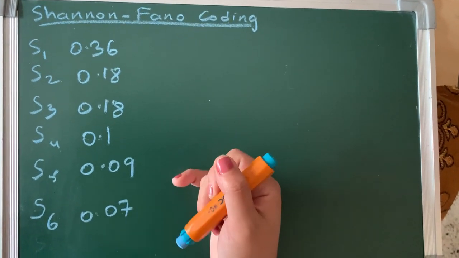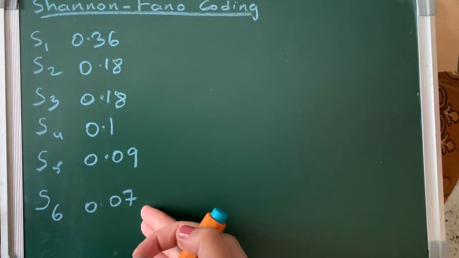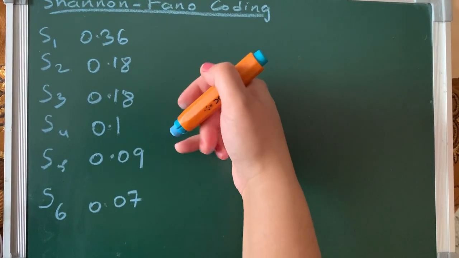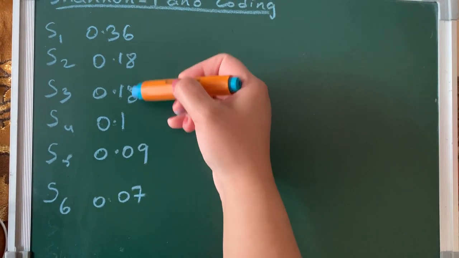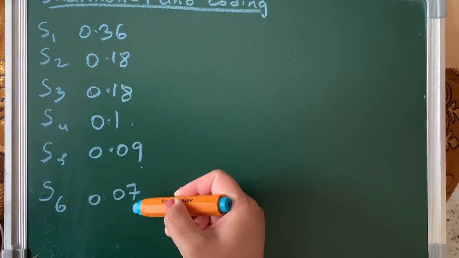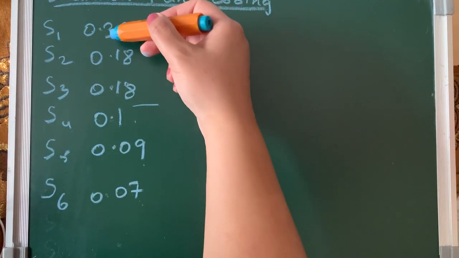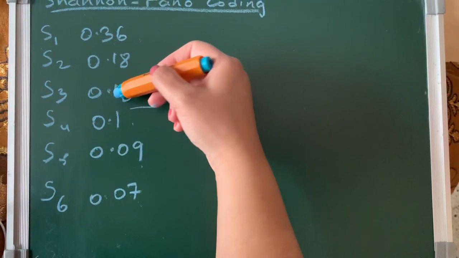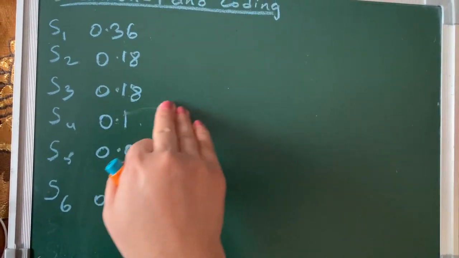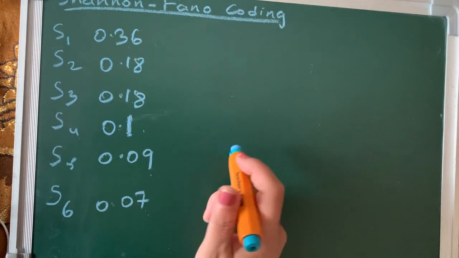In this case, you have to divide these probabilities into two groups where the sum of these probabilities should be almost equal to each other. For example, if I add 0.1, 0.09 and 0.07, I get 0.26, and if I add the rest, I get more than 0.6. So the sums of these two groups are not equal, and we have to divide them in such a way that the sums of the two groups are almost equal to each other.